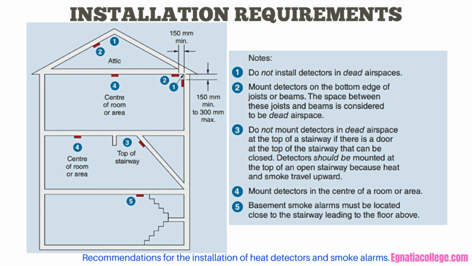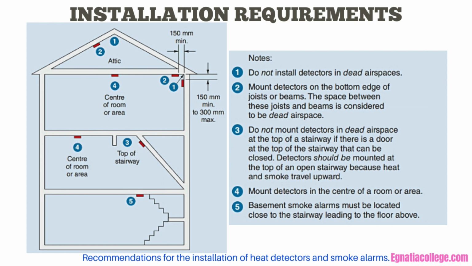Do not place the edge of a detector mounted on the ceiling closer than 150 mm from the wall. Do not place a wall-mounted detector closer than 150 mm from the ceiling and not farther than 300 mm from the ceiling. The area where the ceiling meets the wall is considered dead air space where smoke and heat may not reach the detector. Do not connect detectors to wiring that is controlled by a wall switch.